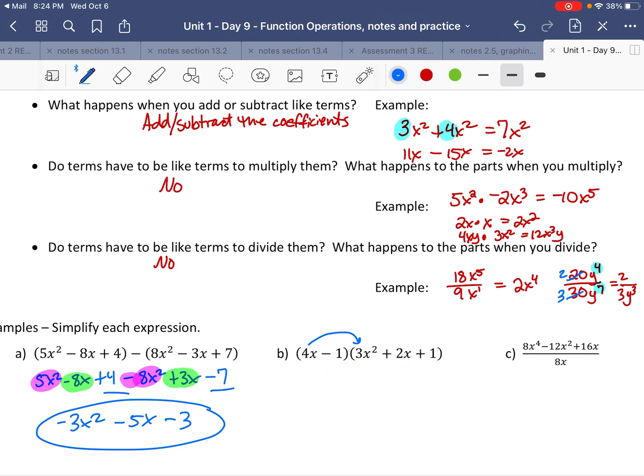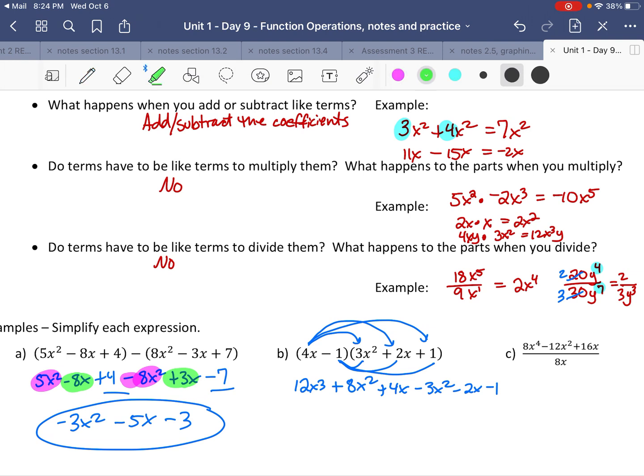All right, so my first little loop here, I get 12x to the third. Then here, I get 8x squared. And then here, I get 4x. Now I'll do the negative 1 times 3x squared, so negative 3x squared. Negative 1 times 2x, so negative 2x. Negative 1 times 1, so negative 1. And now again, we'll look for our like terms.